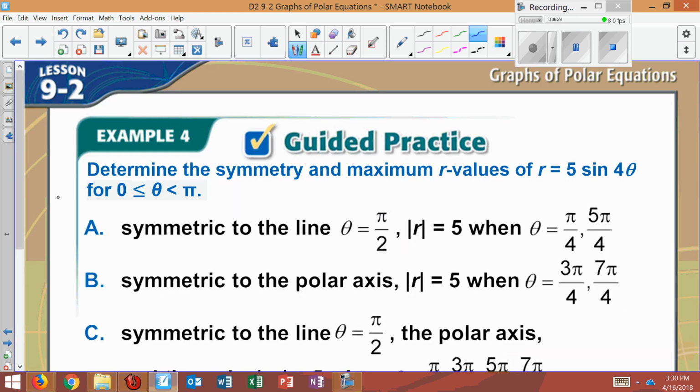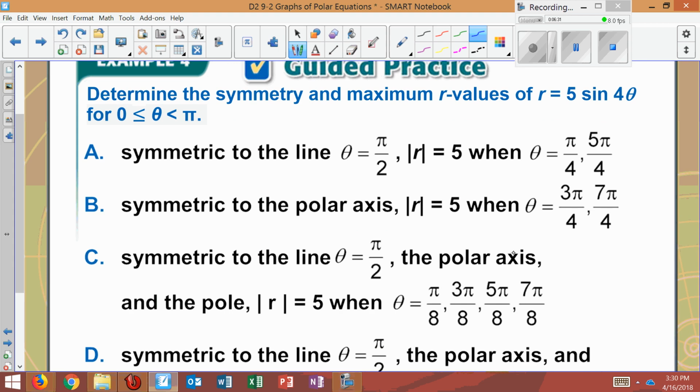So after saying all that, let's see if you can determine these. Now, as you go to find the maximums, be careful. They only list the first two quadrants' worth. They don't go all the way around.